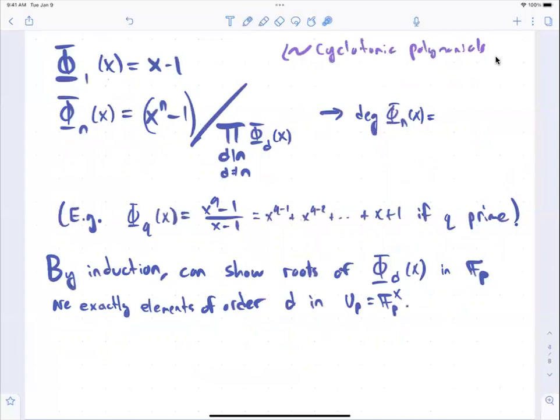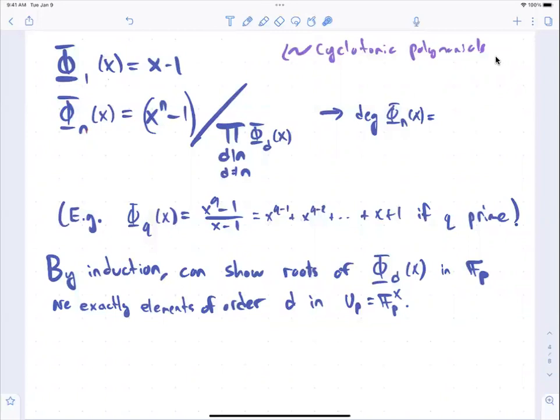And the key property of these polynomials is going to be, I'm just going to define a polynomial capital phi sub n of x. And the roots of that polynomial are going to be exactly the elements of order n. So the roots of capital phi n will be the elements of order n in F_p cross. When I define these polynomials, I'm going to think of them as having coefficients in the field with p elements, so in F_p.